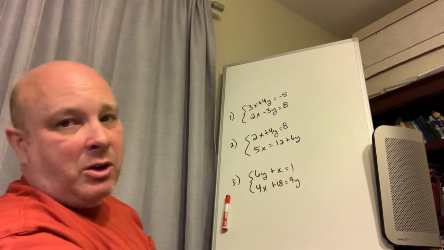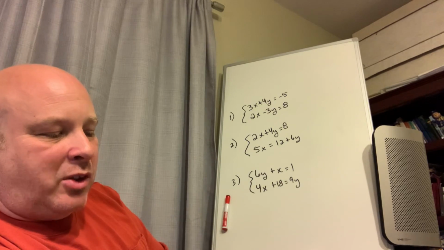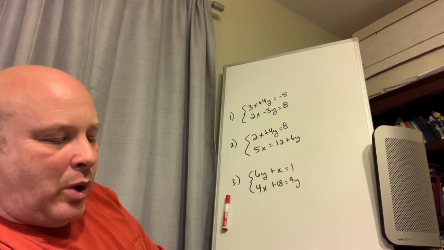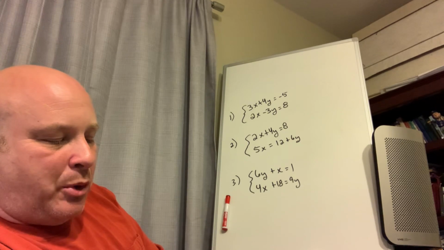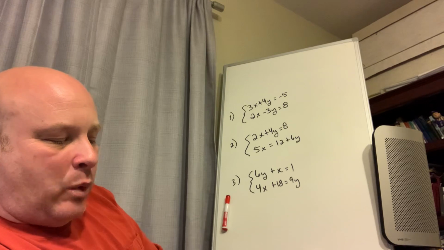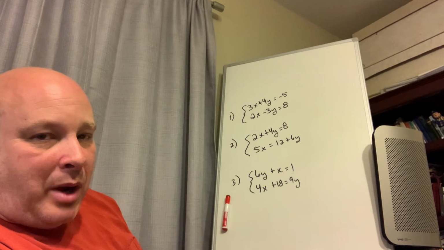Okay, I don't know if you could hear me, but just to make sure, I'm going to read number 2. It's 2x plus 4y equals 8, and 5x equals 12 plus 6y. Number 3, 6y plus x equals 1, and 4x plus 18 equals 9y. All right, so those are problems 1, 2, and 3.